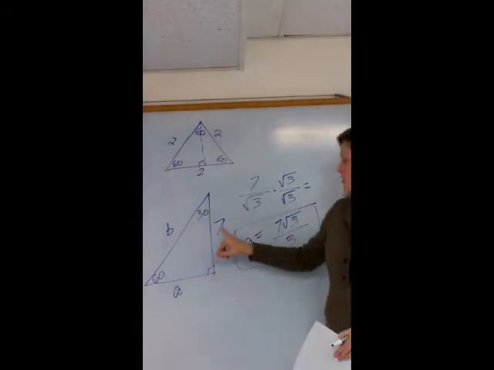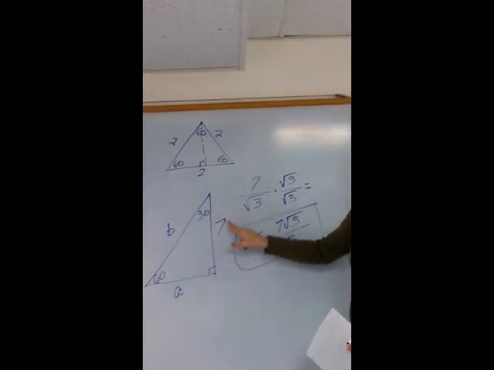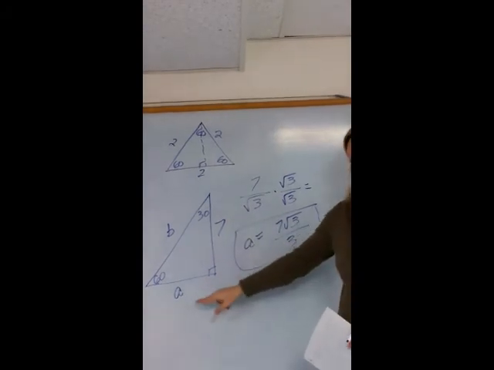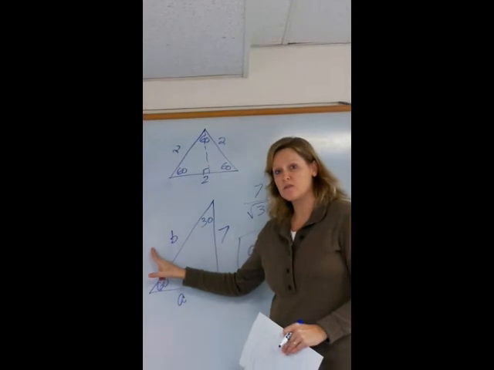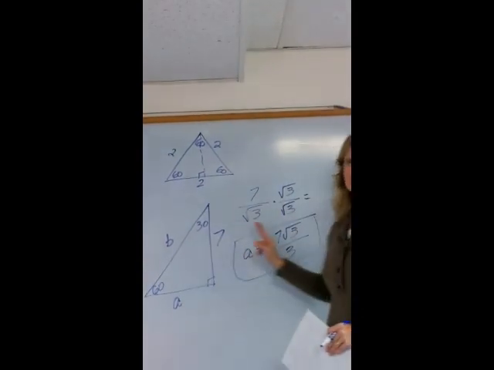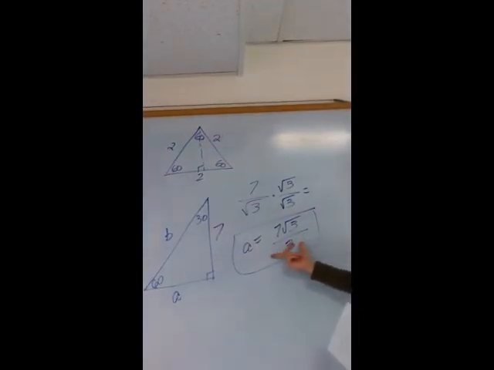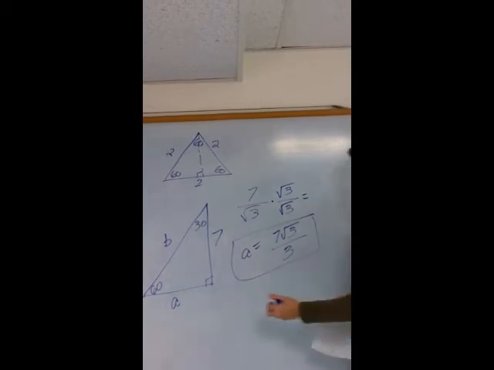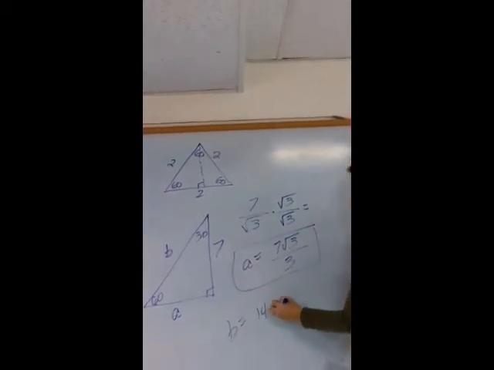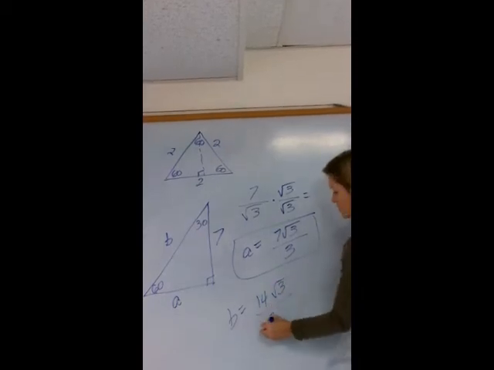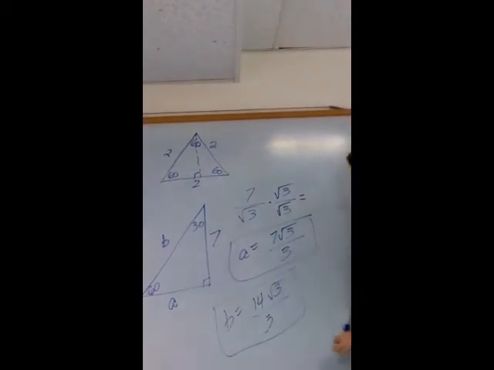So all I did to get the short side then was take 7 and divide it by root 3. Now I have my short side. So my hypotenuse should be twice as long as the short side. So all we need to do is take this times 2. So 7 times 2 would be 14. Go ahead and leave your root 3 over 3, and that is your hypotenuse.